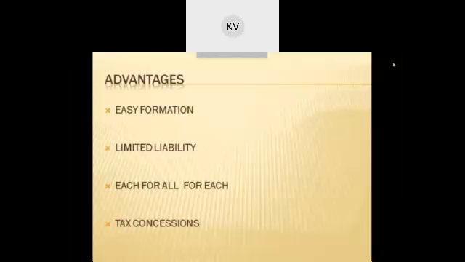The liability of the member in the cooperative society is limited to the extent of their capital contribution. They cannot be personally held liable for the debts of the society, same way as in a joint stock company.